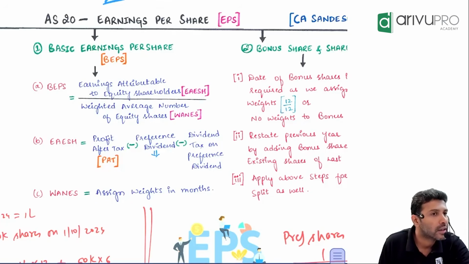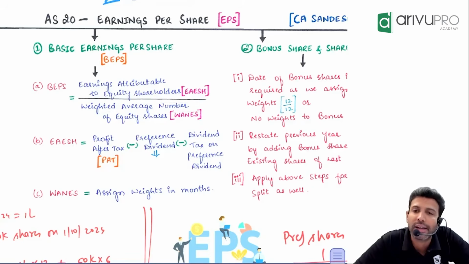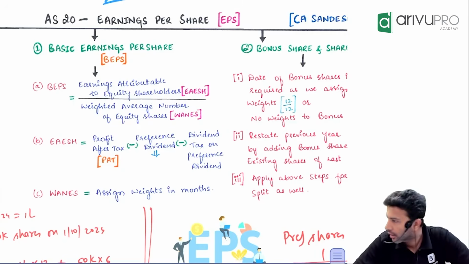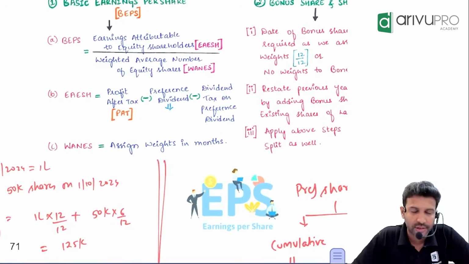The denominator is the number of shares, or rather the weighted average number of shares. For class purpose, we are calling it weights. Don't use short forms in the exam. It is only for the sake of easy remembrance. Now, why do we take weights?